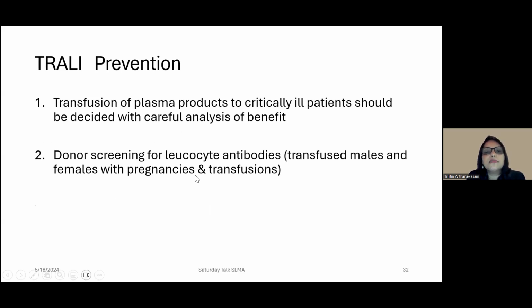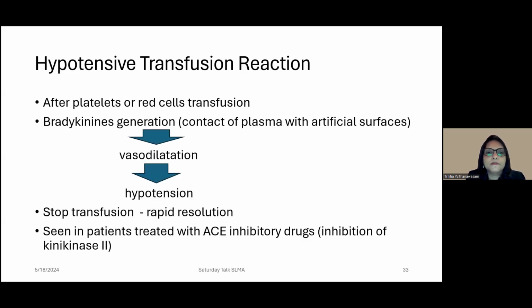The prevention is very important. We have to identify risk patients. In the clinical setup, transfusion of plasma products to critically ill patients should be decided with careful analysis of the benefit the patient gets. From the blood bank side, we can trace the donors and screen for leukocyte antibodies. We have to avoid bleeding these plasma donors if they have antibodies.